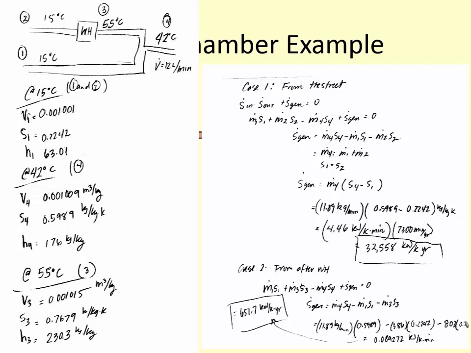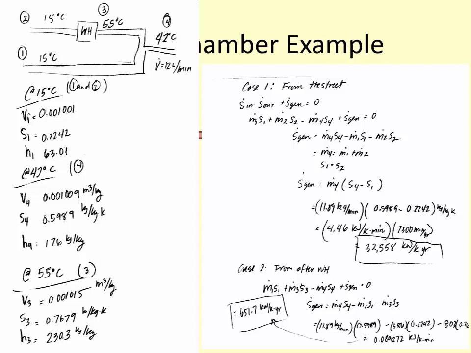So we have m dot 1 S1 plus m dot 2 S2. That's the entropy coming into the system due to the mass flow. We don't have any entropy coming into our system due to heat transfer, since we're assuming there's no heat transfer. Minus m dot 4 S4 plus S gen equals 0. So entropy coming in due to the mass flow, entropy leaving due to the mass flow, plus the S gen is equal to 0.